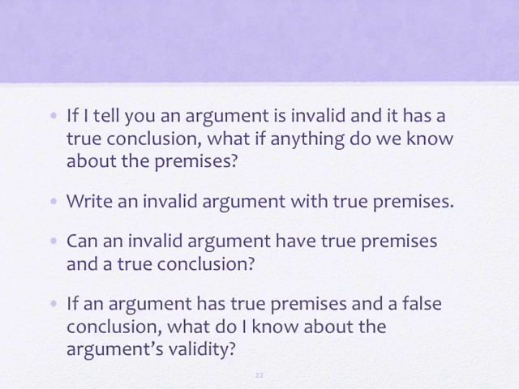And finally, if an argument has true premises and a false conclusion, what do you know about its validity? So you might think the answer is nothing because that's been the answer so many times, but here we do know something about the argument's validity. If you've got true premises and a false conclusion, the argument by definition has to be invalid, right? Because a valid argument means that if you start with true premises, the conclusion is necessarily true. So that means that you can never have true premises and a false conclusion. It's impossible, right? That's the definition.